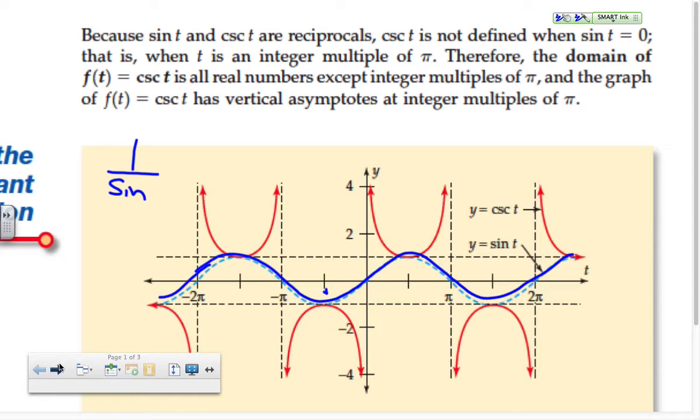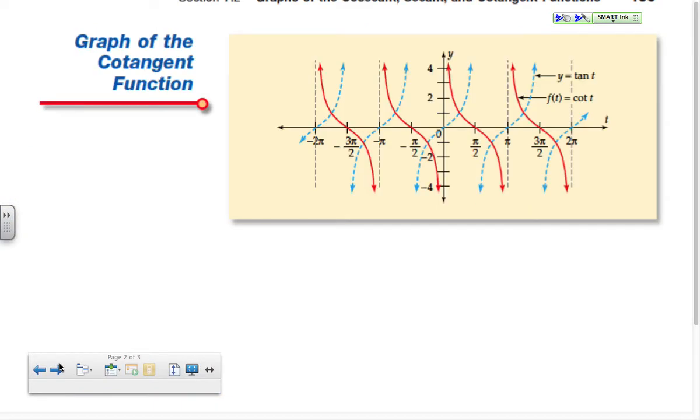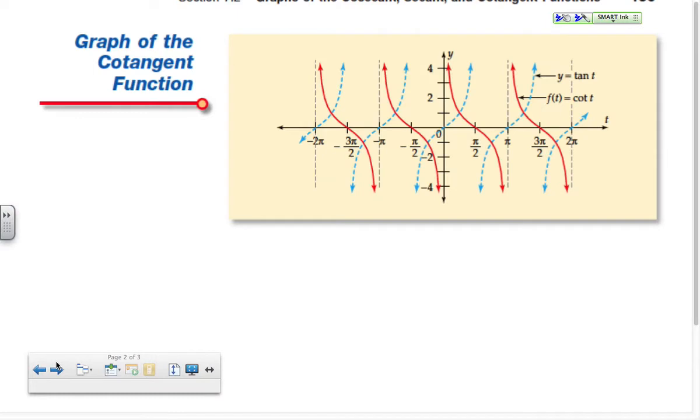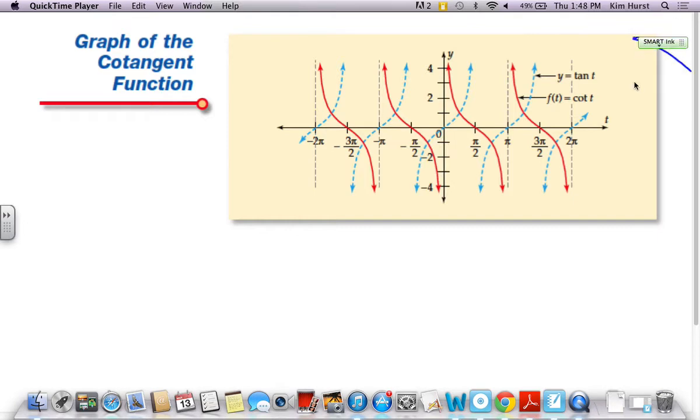Okay, cotangent. Did I forget the secant one? I think I might have forgotten to put the secant in here. So here's cotangent. My screen recording thing is messed up for me. Move this. Okay, so there's my cotangent graph.